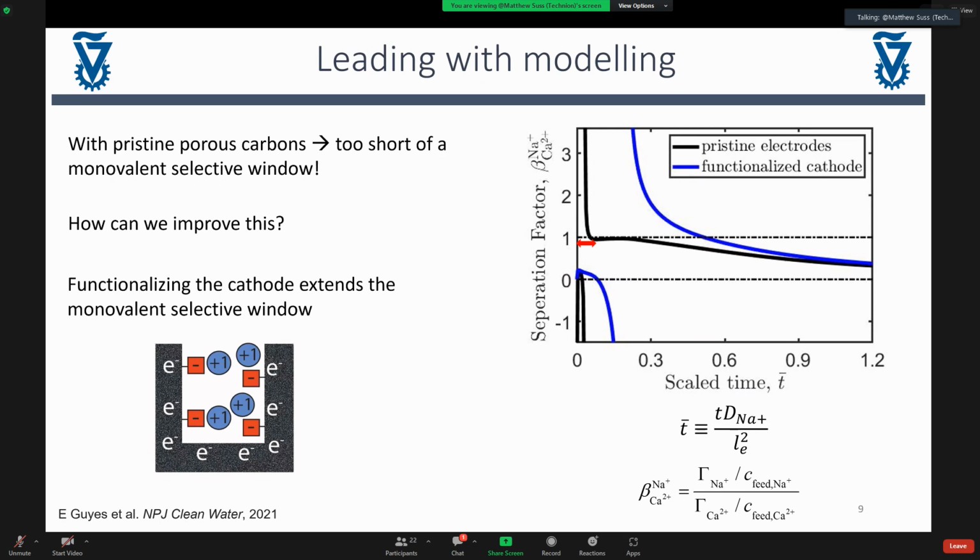Okay, so the model is kind of showing us, hey, we can do monovalent selective separations. You need to functionalize your electrode in this way.